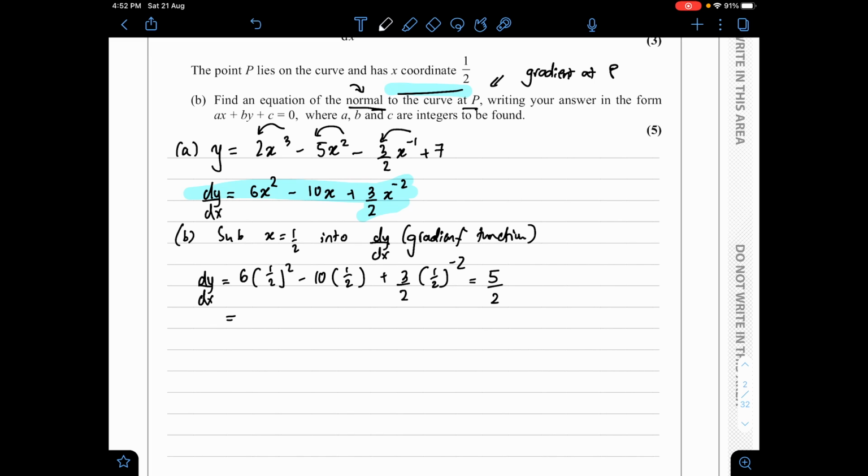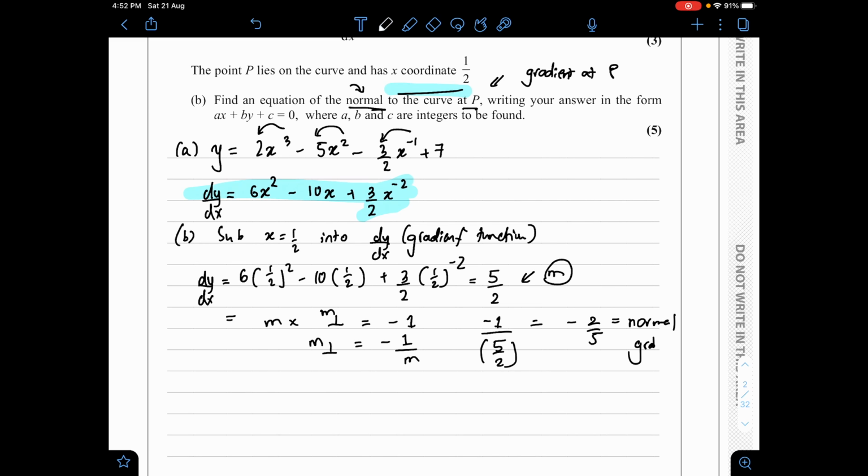Okay, so in order to get the normal gradient, we know that the perpendicular gradient multiplied by m equals negative 1. We call this the perpendicular gradient. So to get that, m of the perpendicular is minus 1 divided by m. So this is our m, right? All you have to do is minus 1 divided by 5 over 2. So the 2 will go up, so you're left with minus 2 over 5 as our normal gradient. So we can just write: normal gradient is minus 2 over 5. Okay, so we've done that.